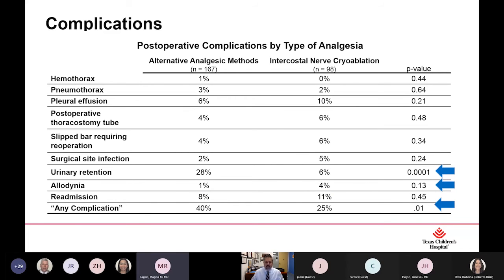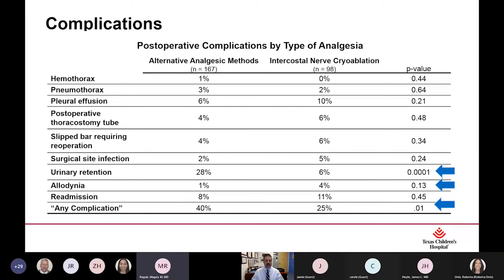So looking at it in a little more detail, what else does it benefit? Well, urinary retention is dramatically less. Why is that? Because we're using a lot less narcotics, and that's what gives you that. They also are more alert during the day. Allodynia is something that we did see increased, but it wasn't statistically significant. What is allodynia? That's a hypersensitivity in the nerves that we froze. All right, and you can see it also occurs in other analgesic methods. I will talk about that in a moment.